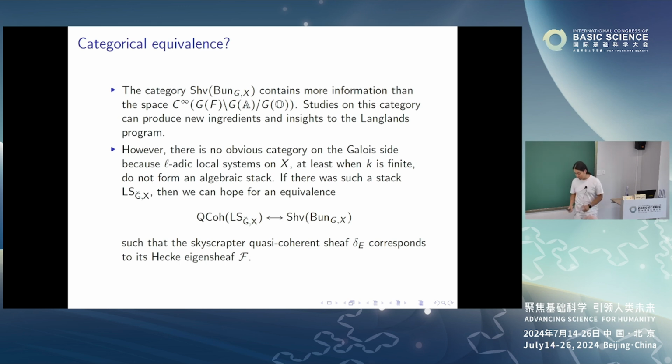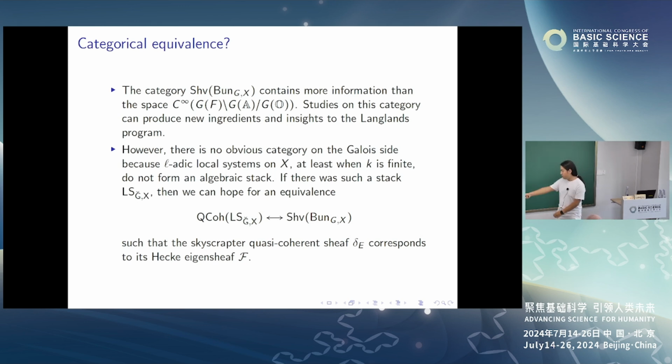So this is like the categorification of the spectral decomposition I mentioned before, in the following sense. For each local system, in other words, for each k-bar point inside this stack, you can consider the corresponding quasi-coherent sheaf called the skyscraper sheaf supported at this point. And that skyscraper should correspond to the Hecke eigensheaf that we try to find.